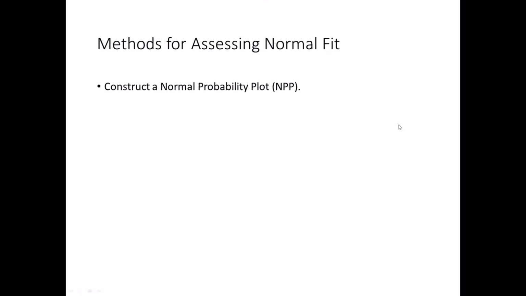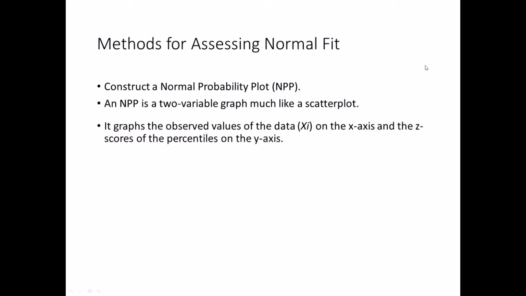Okay, so instead of that, we're going to construct a normal probability plot. And even that sounds tedious. We're just going to let a calculator do it, okay? But what is a normal probability plot? It's a 2-variable graph, which is a scatter plot. That's what a scatter plot is.